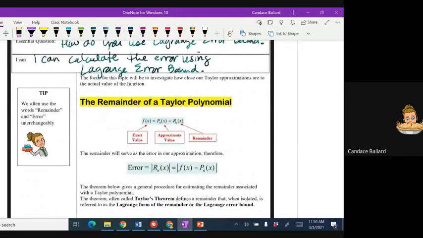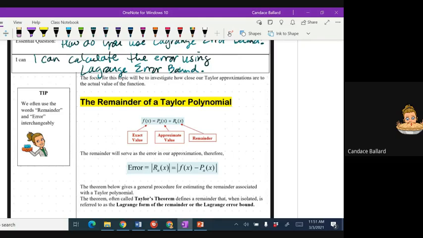All right, so the focus of this topic will be to investigate how close our Taylor approximations are to the actual value of the function. So remember yesterday we were talking about that we can take this polynomial and use it to estimate sine and cosine and e, transcendental things that we would normally have to put in the calculator, we can estimate with a polynomial. That was our big discovery yesterday. But the question remains, because mathematicians are never just satisfied with, hey, that's a good estimate, is exactly how good of an estimate is that, okay?